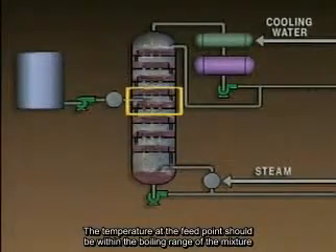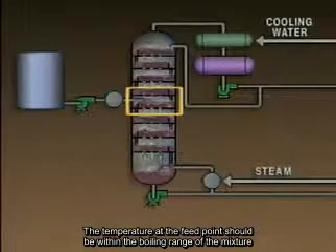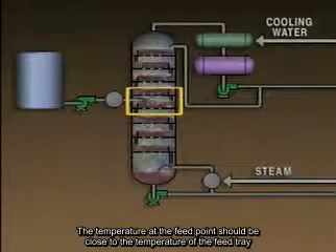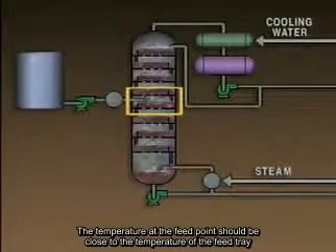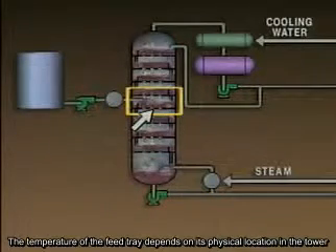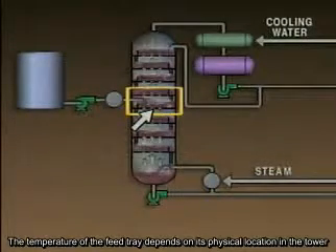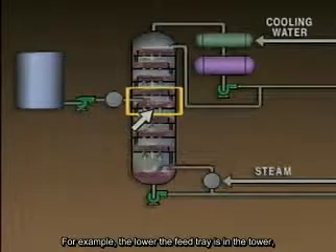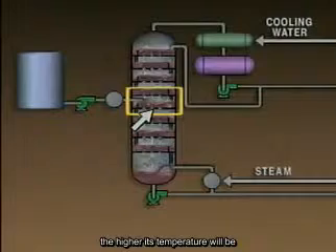Another place where temperature control is important is at the feed point. The temperature at the feed point should be within the boiling range of the mixture. The temperature at the feed point should be close to the temperature of the feed tray. The temperature of the feed tray depends on its physical location in the tower. For example, the lower the feed tray is in the tower, the higher its temperature will be.